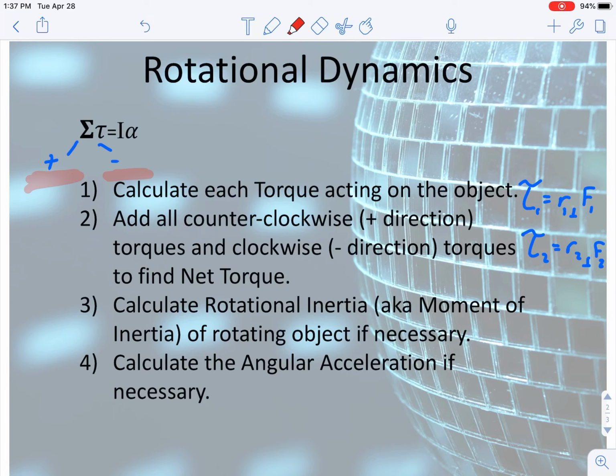So, a few extra steps that you might need to consider when doing this particular Newton's second law, as opposed to the linear dynamics version, which itself was tricky when we first started doing it, but didn't necessarily have as many steps as this does.